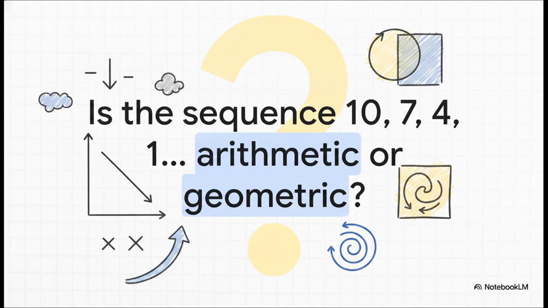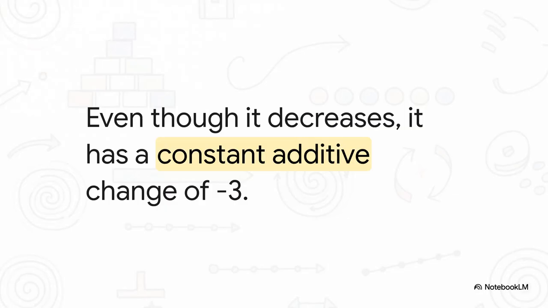Let's pause our investigation for a quick second and put your skills to the test. Take a look at this sequence: 10, 7, 4, 1, and so on. I'll give you a second. Is this an arithmetic or a geometric sequence? If you guessed arithmetic, you are absolutely right.